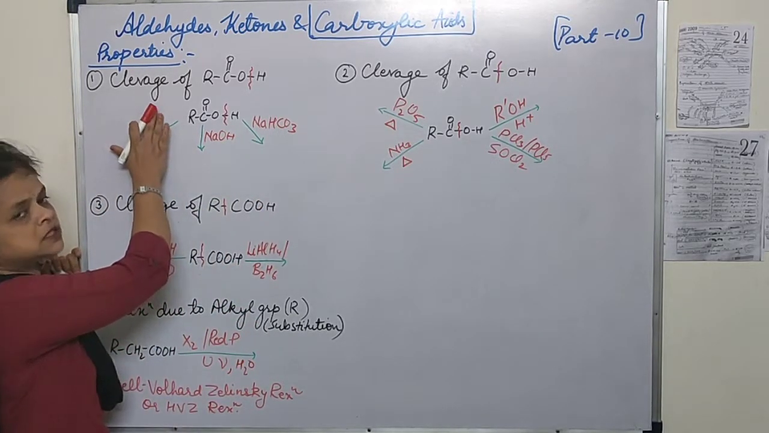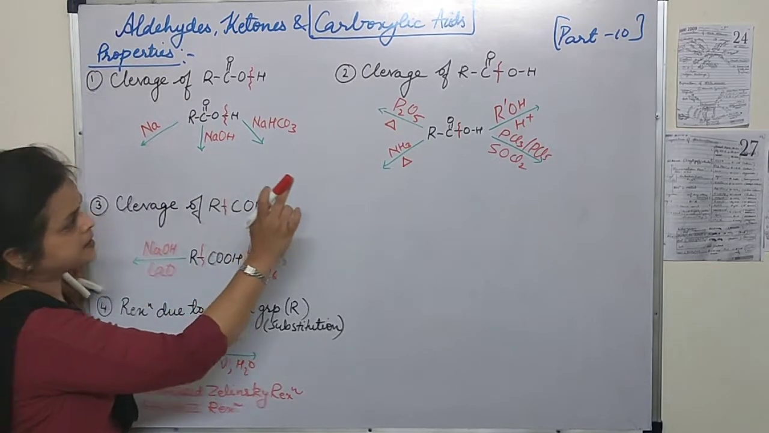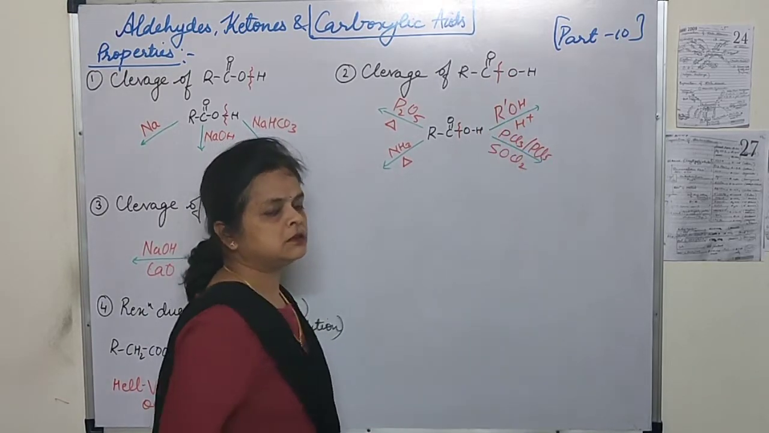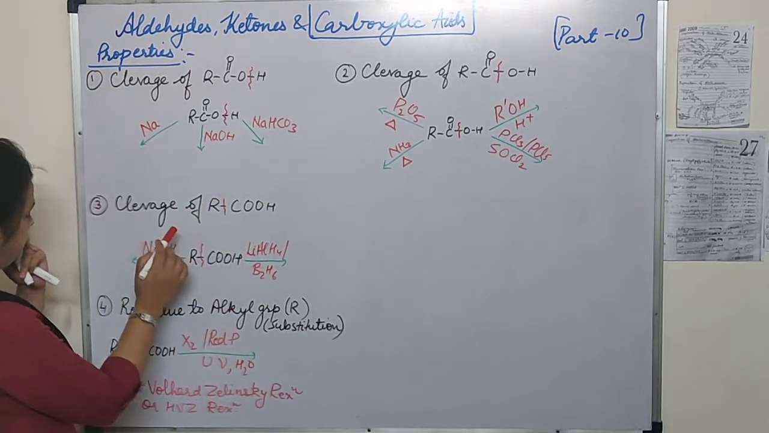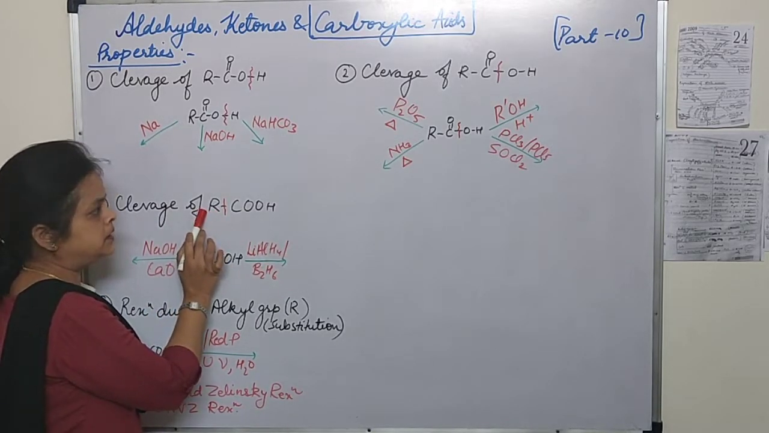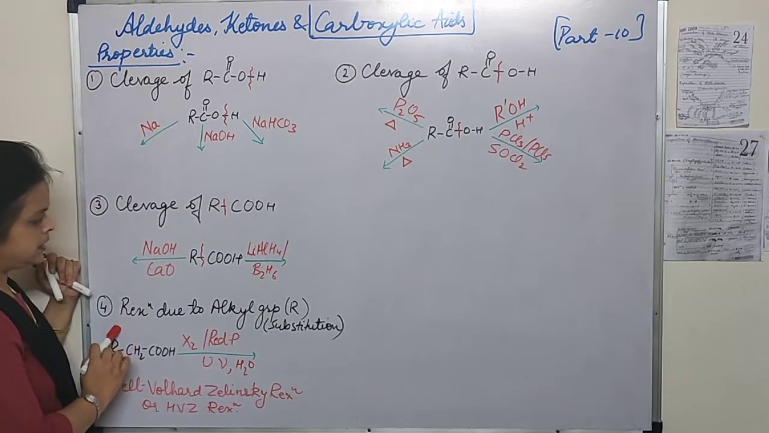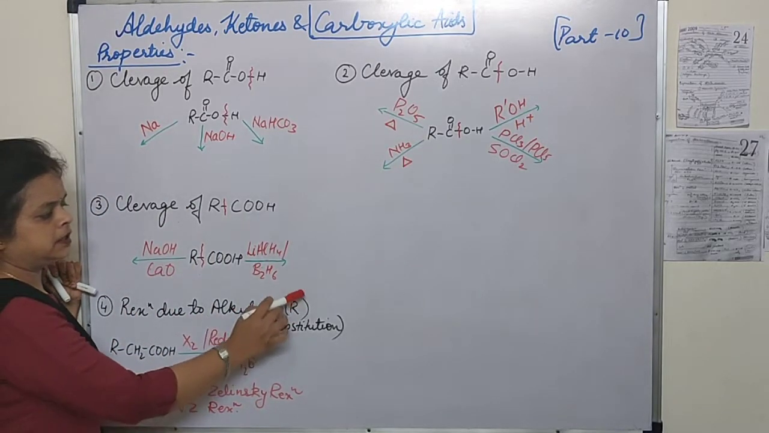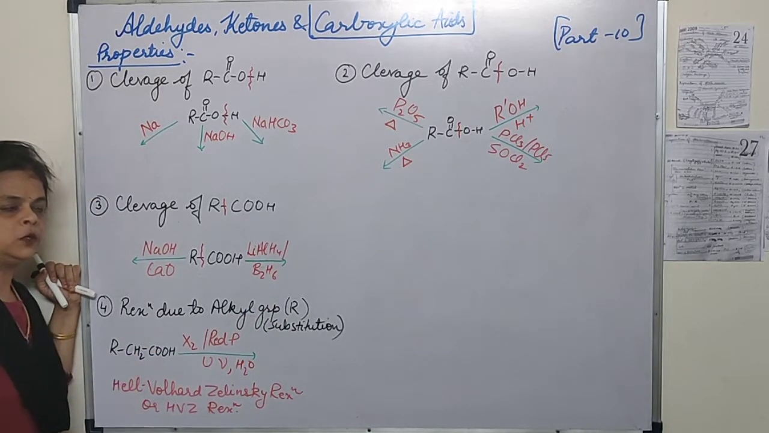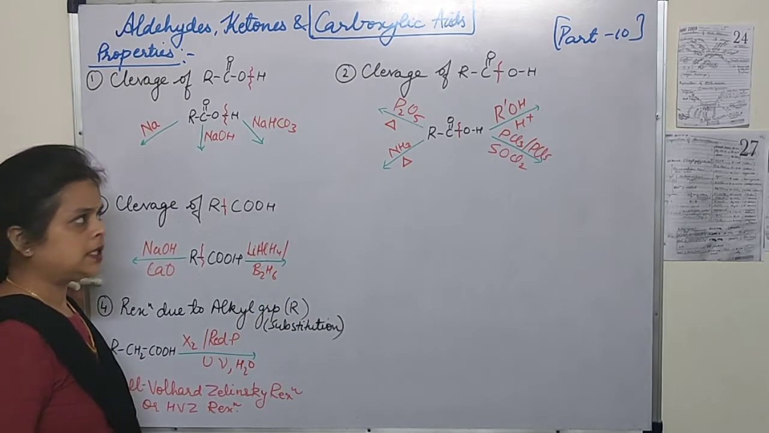The first one includes the cleavage of the OH bond. In the second one there will be cleavage of the carbon and oxygen bond. In the third type of reaction, there will be cleavage between the alkyl carbon and the carbon of the carboxylic part. In the fourth type, reactions due to the alkyl group attached to the carboxylic group will be included in that part. And the last one will be the electrophilic substitution reaction.